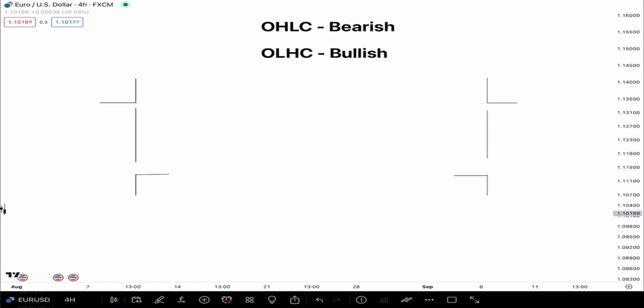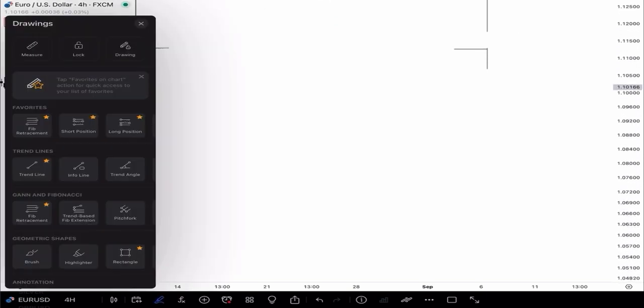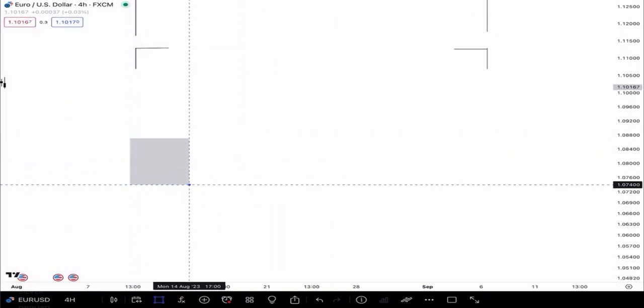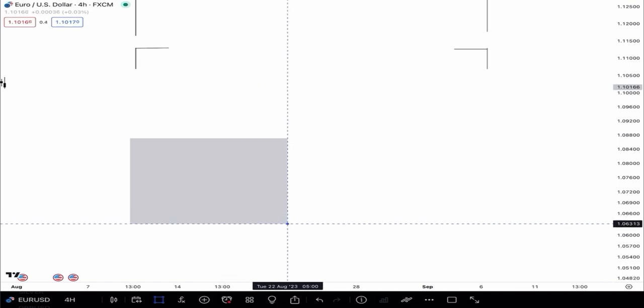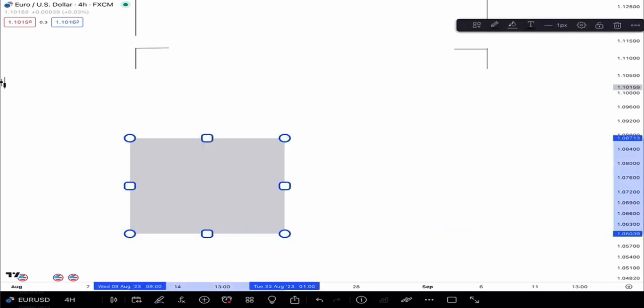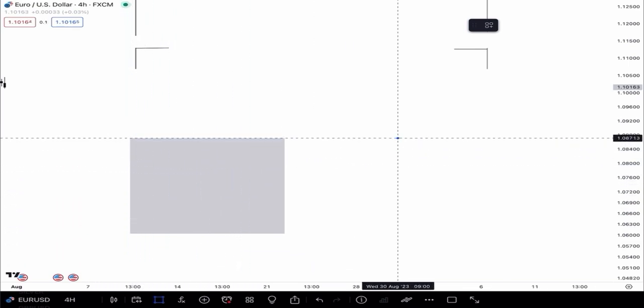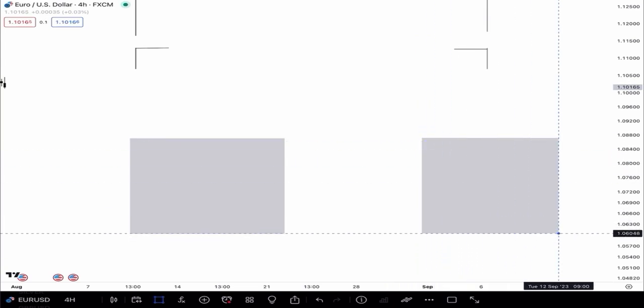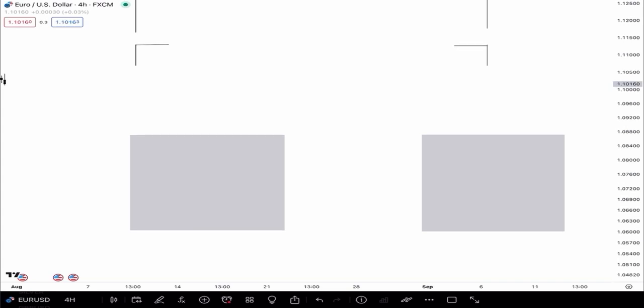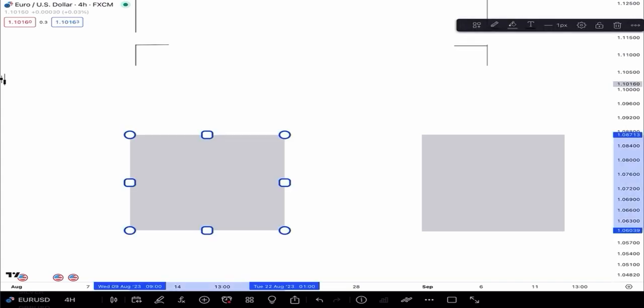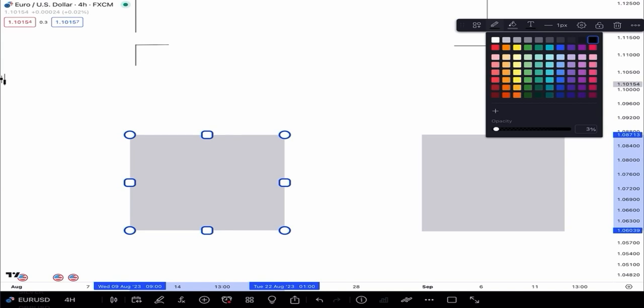There are two main theories, which is each candle is divided into three parts. Accumulation, manipulation, distribution. And the other one says each candle is divided into four parts. Whichever one you want to believe in, it doesn't matter. What matters is, how do you apply it? How do you use it?